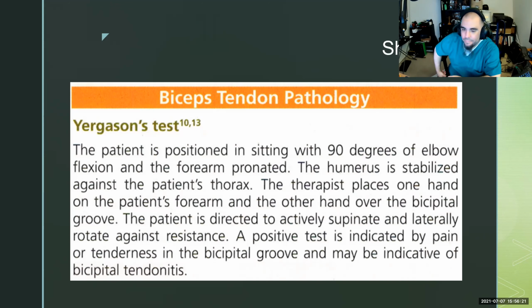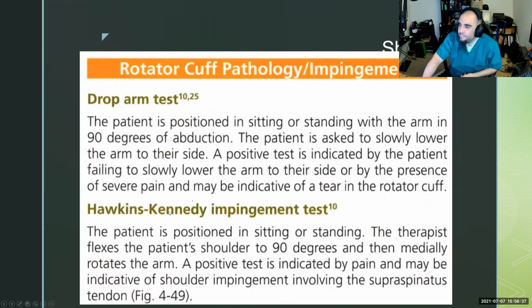And also, these are the ones you're probably going to encounter in the clinic as well. These are the more common ones you're going to encounter in the clinic. Less common for you to encounter the Clunk test than the Yergason's, the drop arm test and the Hawkins-Kennedy impingement test. Less common to encounter it. We'll have a lab on the more common ones.